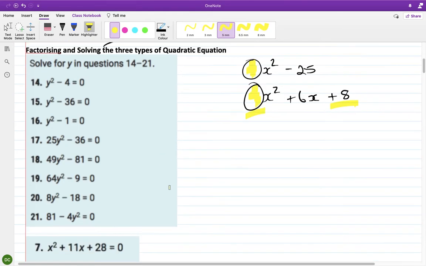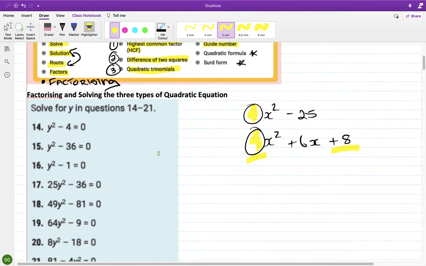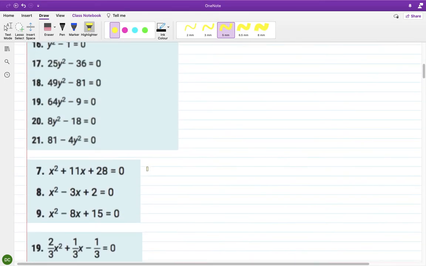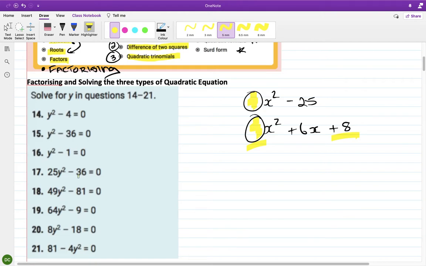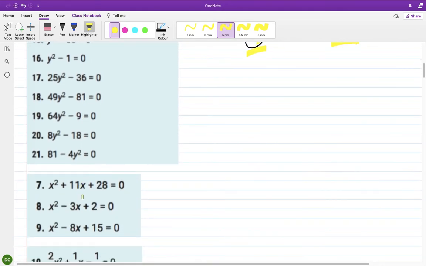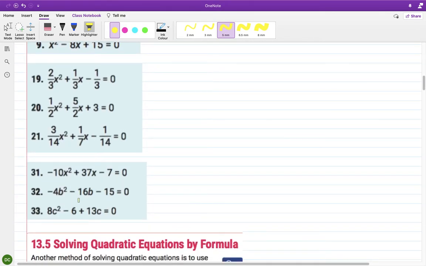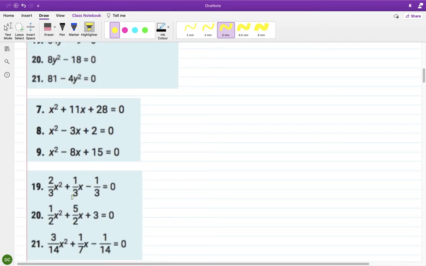So I picked a couple of questions here on all of the types. There's a couple of difference of 2 squares at the start. There's a couple of trinomials. Don't see any highest common factor, but it doesn't matter because you're practicing highest common factor inside the trinomials. You know, the bit where you take the 2 groups, you're basically doing highest common factor twice there. And then I have a couple of fraction ones here.